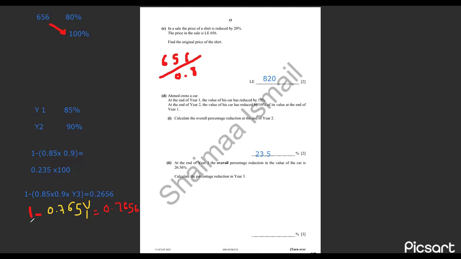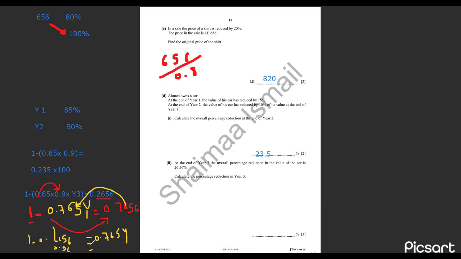So here we have to get the 1 minus, we multiply this number by this, which gives us 0.765y equal to 0.2656. So now we have to get this number here and get to this number here, just to make it the negative side here. So it is 0.765y equal to 1 minus 0.2656, which gives us 0.734.